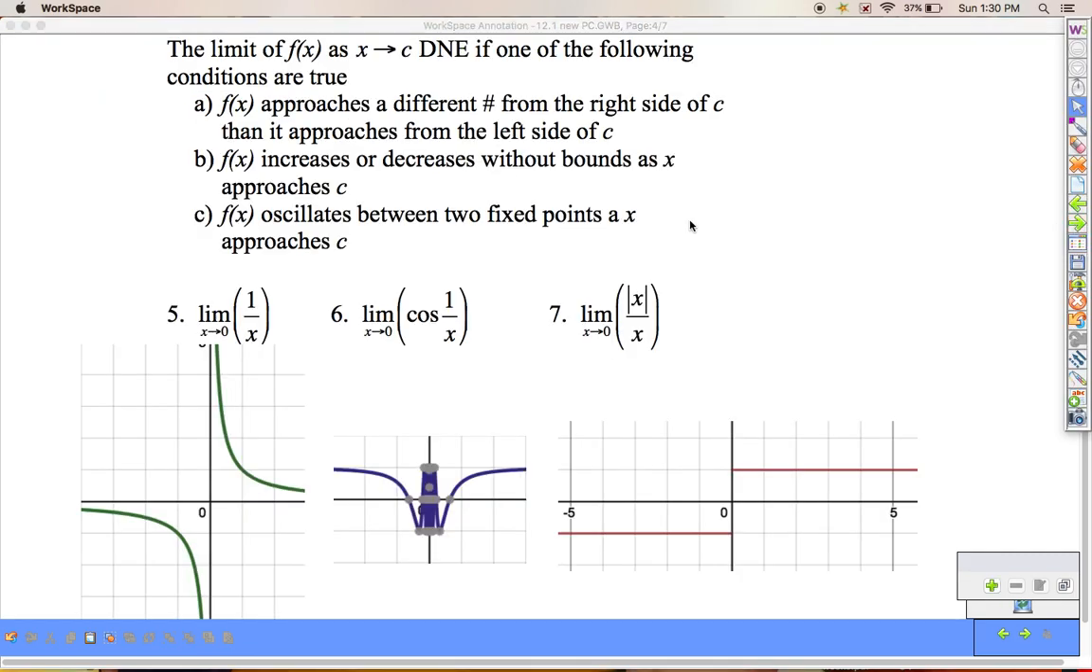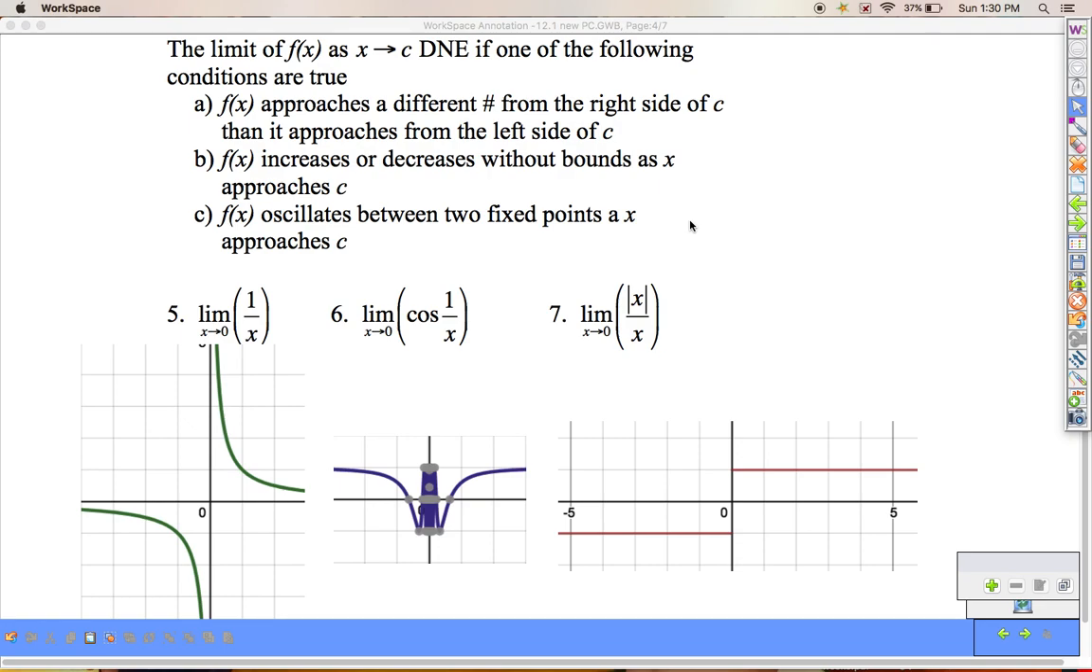All right, we have three situations. The limit of f of x as x approaches c does not exist if one of the following conditions is true. F of x approaches a different number from the right side of c than it approaches from the left side of c. So as I come from the left and the right, they're going to two different places. Or f of x increases or decreases without bound as x approaches c. That means as I go towards that c value, my graph is going to keep going up, up, up forever, or down, down, down forever as I get closer to that value.